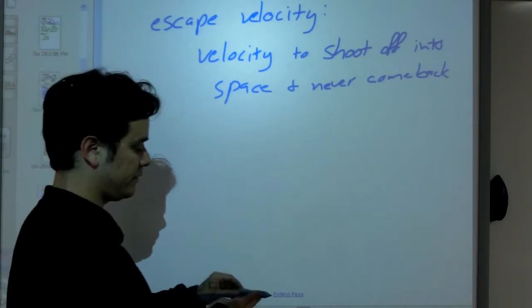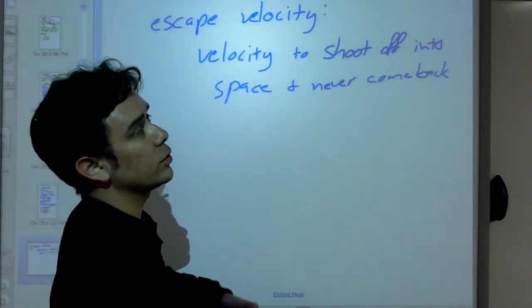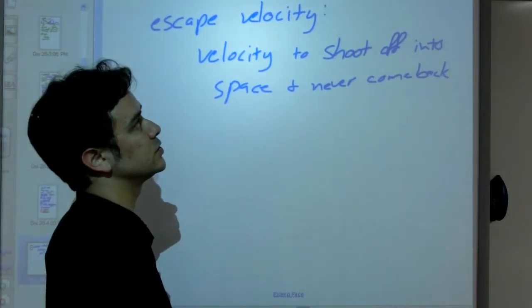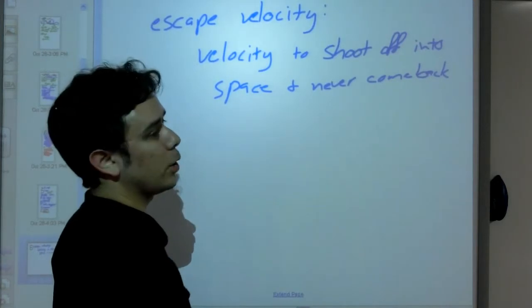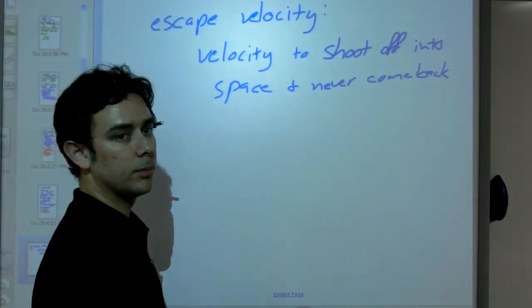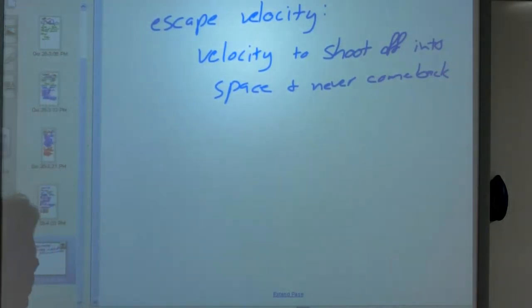Basically that means if I can find out how fast I need to make something go, then if I throw it, ignoring air resistance as it leaves the atmosphere, I would throw it enough where it escapes from the Earth's gravity and never falls back down. So if I've got something going fast enough, it never comes back down.